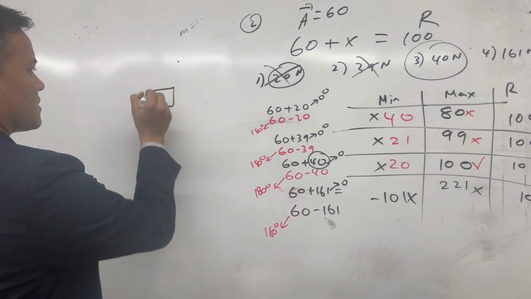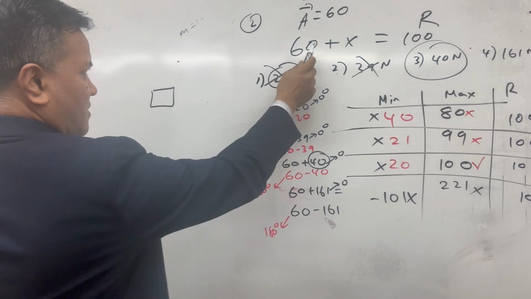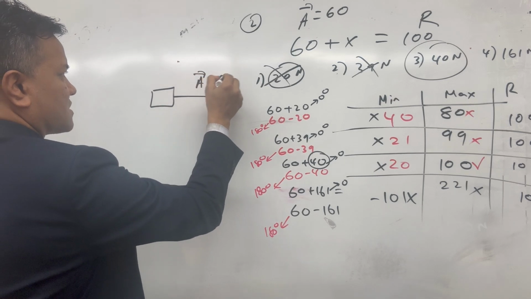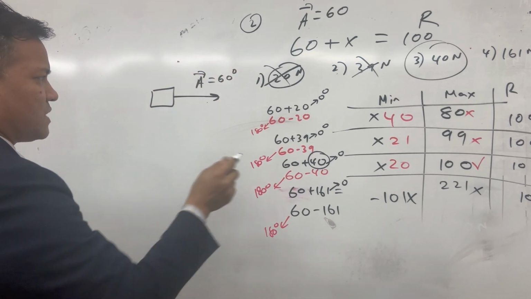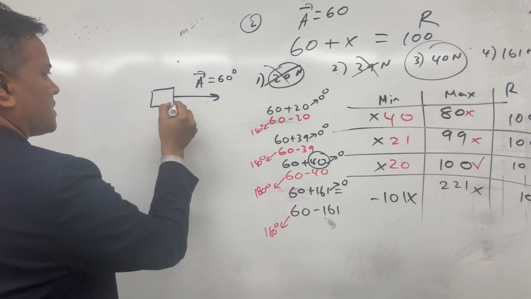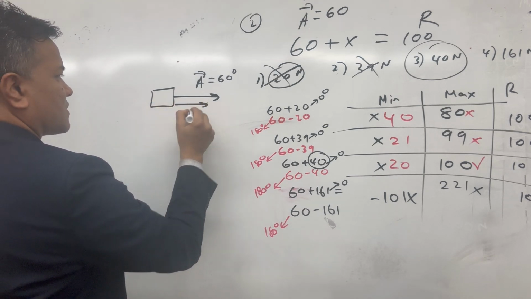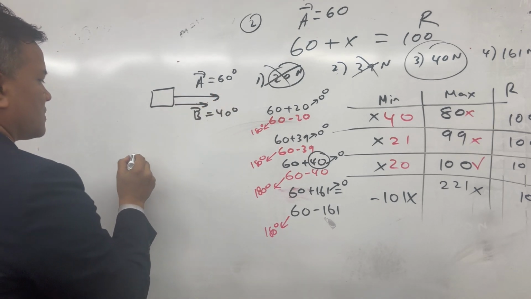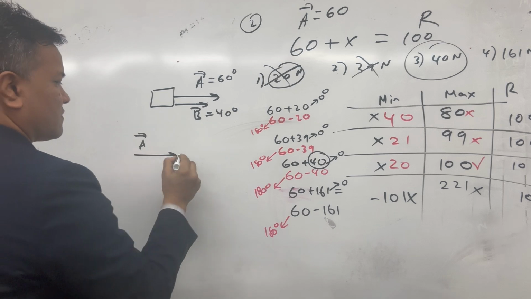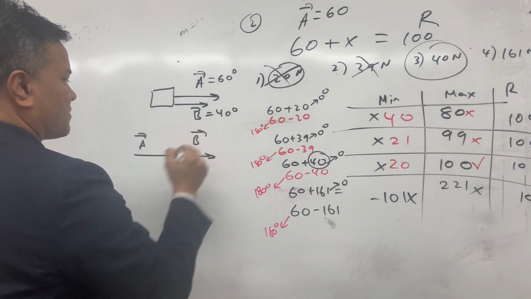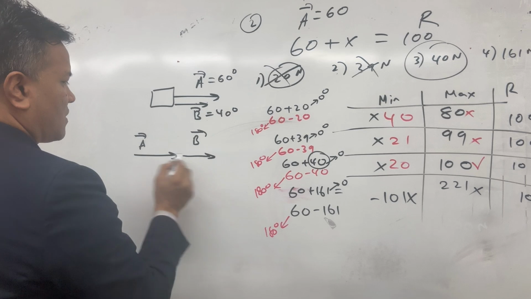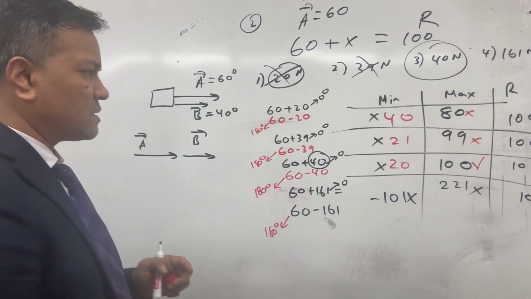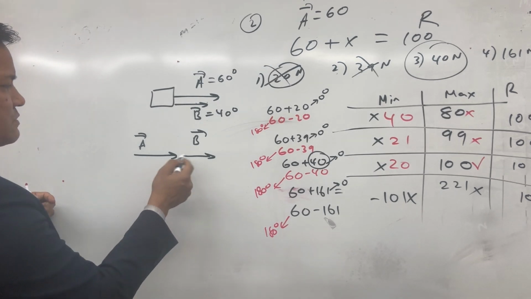Vector A is 60, and vector B is 40. They are parallel to each other. So what are you going to do? You add vector A and vector B. What is the angle between them? 0 degree. That's how you want to do it. The angle between these two vectors is 0 degree.